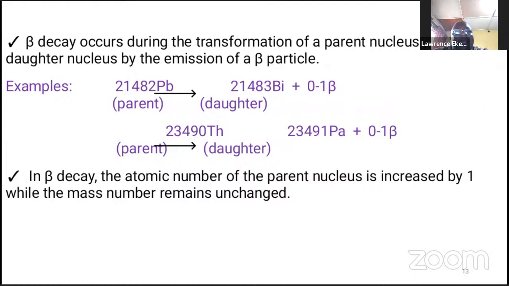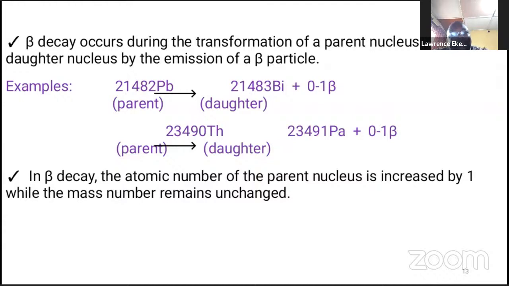You have an example there of lead. The mass number is 214. The atomic number is 82. By the time it undergoes beta decay, it will lose a beta particle. The mass number remains the same at 214, but the atomic number will increase to 83 because of the emission of the beta particle.